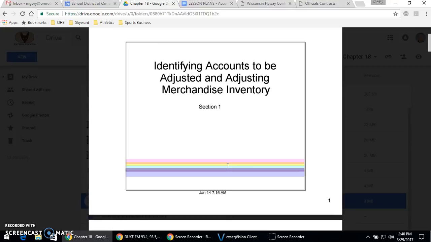Over the course of a fiscal period, our assets are going to be used and replenished. So at the end of the fiscal period, the balances of our asset accounts are going to be more or less than they were at the beginning of the fiscal period. Therefore, that's what warrants the adjustments. So let's take a look at how we're going to adjust some of these assets.